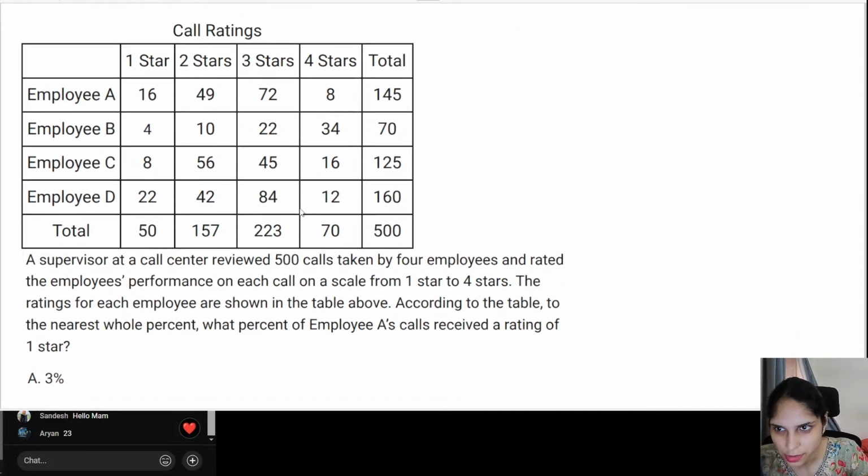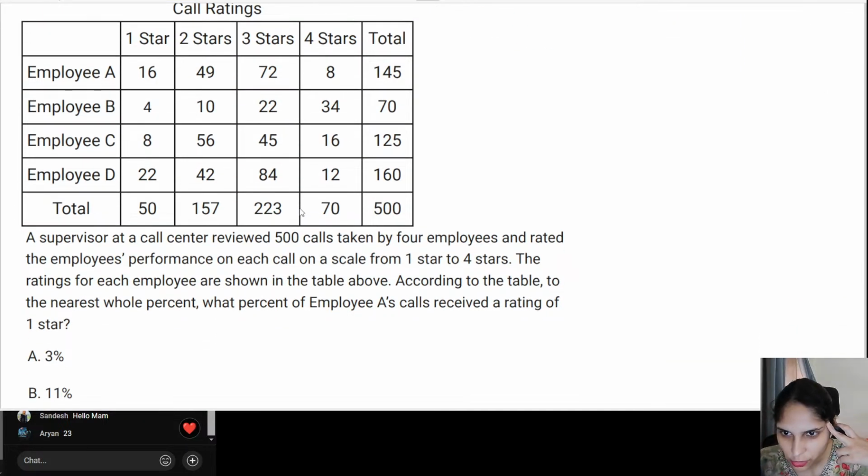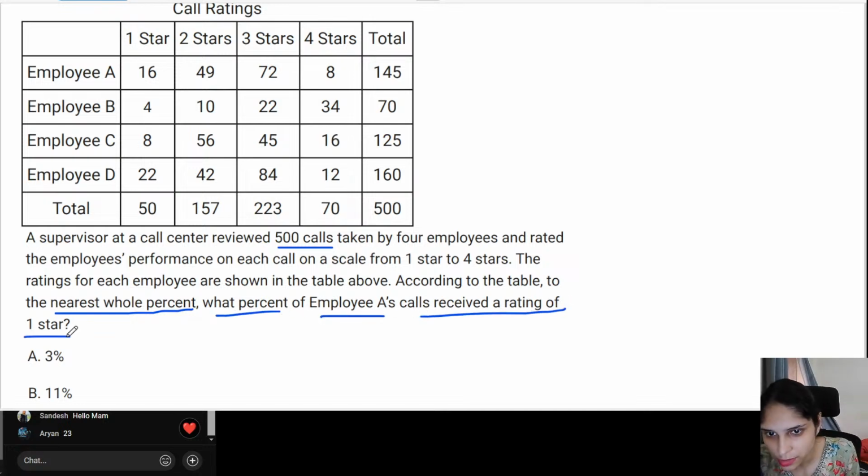Okay, call ratings are given to us. A supervisor at a call center reviewed 500 calls. So total calls are 500. Taken by 4 employees and rated the employee's performance on each call on a scale from 1 star to 4 stars that we can see. The rating is given in the table according to the table to the nearest whole percent. So nearest whole percent. It's also important you read the question, like where they want the answer. If it's nearest tenth percent or nearest whole percent. What percent of employee A's calls received a rating of 1 star?